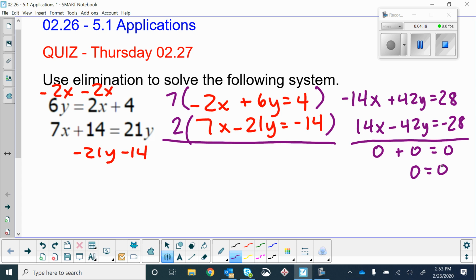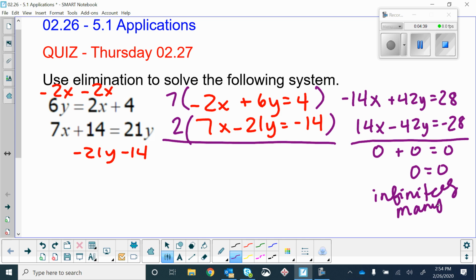It could be many. That means that no matter what numbers you plug in for x and y, they'll check out and it will be true. So really, what's true about these two lines? Do they intersect? Are they parallel? Or are they the same line? Same line.